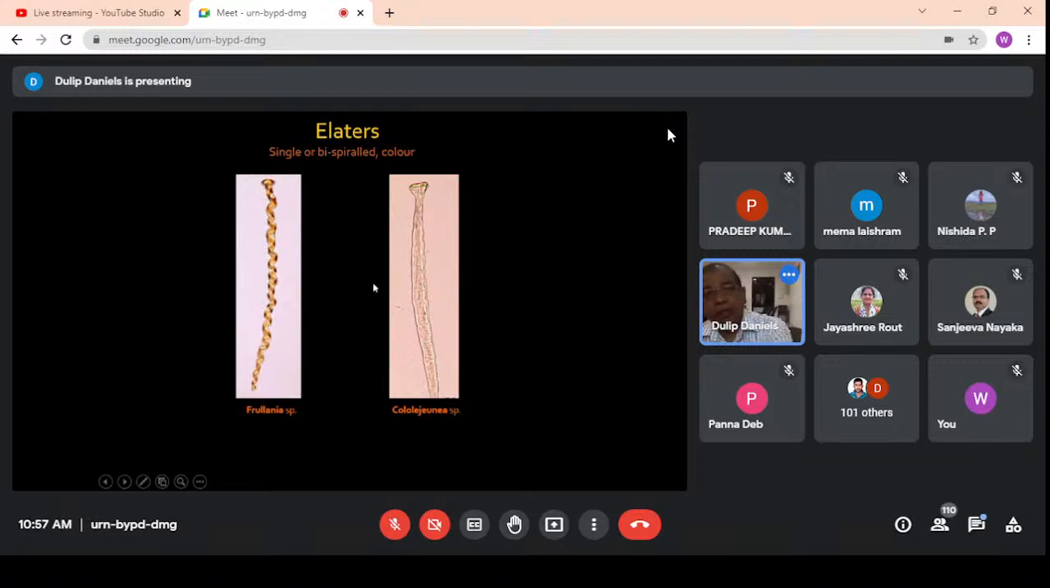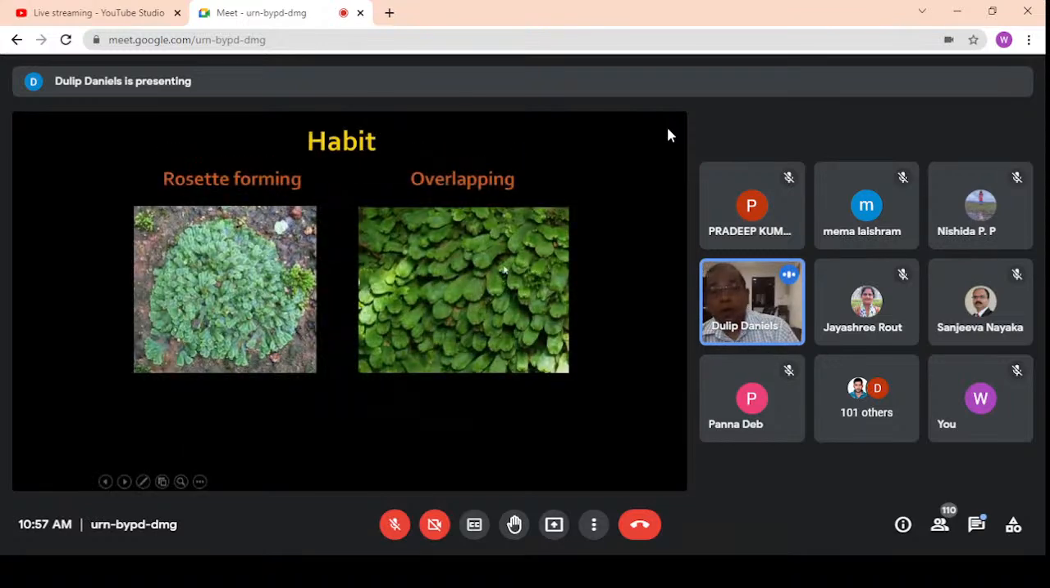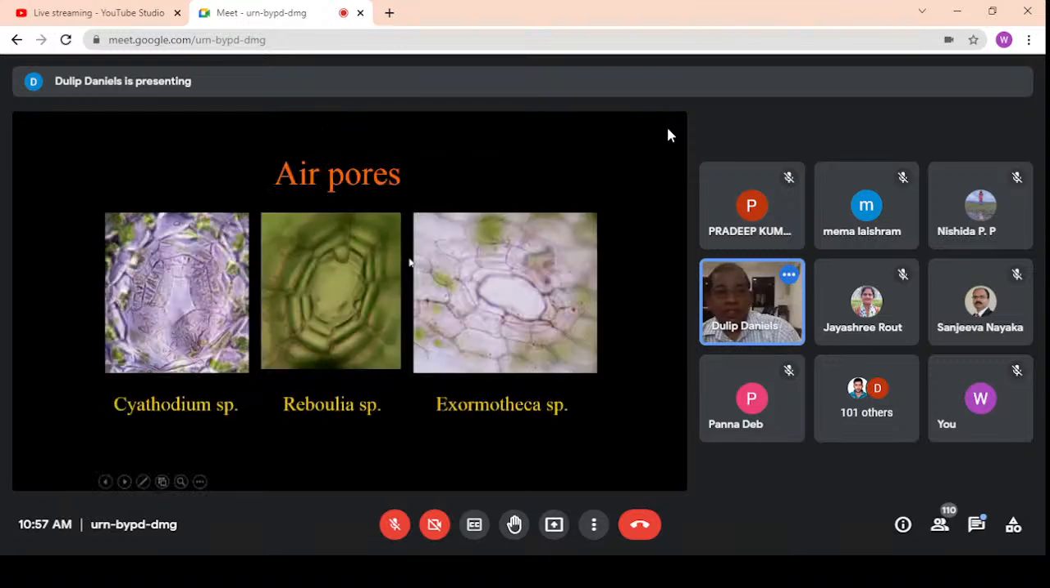The liverworts, there are two types. They could either be overlapping or forming rosettes. This is Riccia. This is Targionia. Look at the air pores, the difference. That's the pore, the number of surrounding cells. This is Cyathodium. This is Riccia. This is Exormotheca. Look at the diversity.